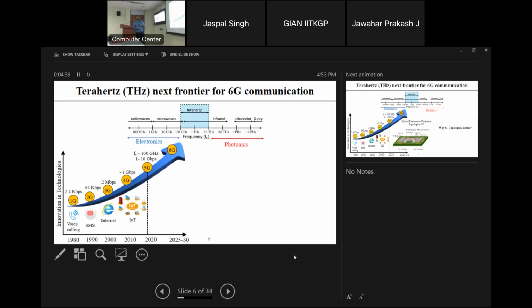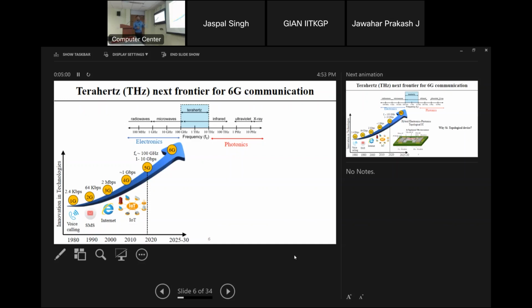Similarly, electronics has the power amplifier and transistors, what we are seeing in the current computers and all. Terahertz also does not have that. So both would have to come together to fill the gap if you want to realize all these disruptive applications. That's why this field has lots of opportunity in terms of applications as well as research questions.